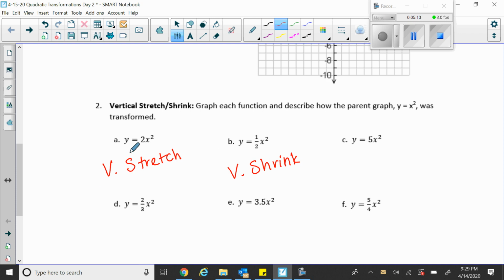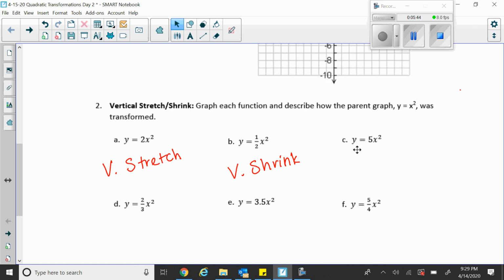So what you can notice, guys, is I'm going to give you a generalization here. If you notice the whole number 2, it was a vertical stretch. And then we got this fraction 1/2, and it was a vertical shrink. So let me give you the shortcut here. If the number you multiply by is bigger than 1, it is going to be a vertical stretch. If the number you multiply by is between 0 and 1, then it's going to be a vertical shrink.